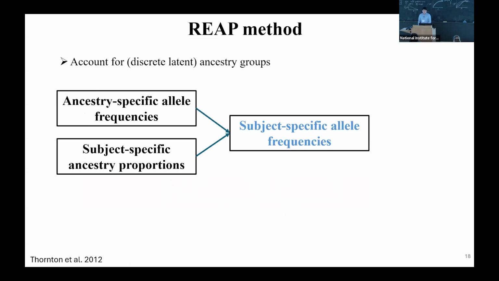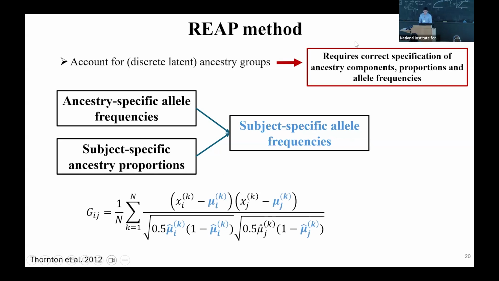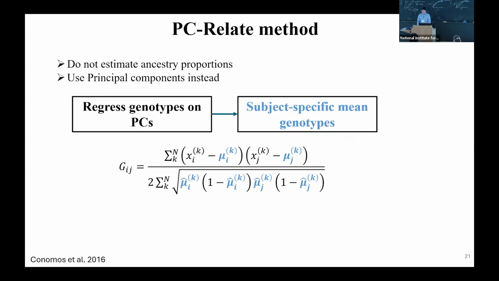The RIP method is an extension or a modification of the GCTA method that does account for population structure. It basically assumes that there are ancestry-specific allele frequencies, and that there are also subject-specific ancestry proportions. So from this, we can estimate what would be the expected allele frequency of an individual given its ancestry proportions and the allele frequencies in each ancestry. So from this, we replace the previous allele frequencies we had, and we get an estimator of the kinship coefficient that accounts for population structure. However, this requires a correct specification of the ancestry components, the proportions, and the allele frequencies in each ancestry.